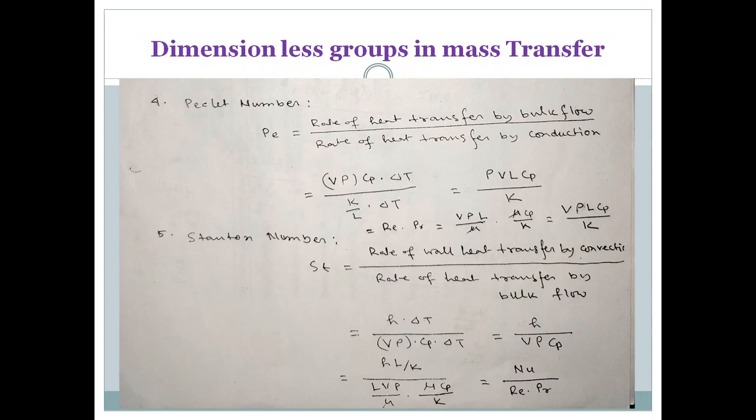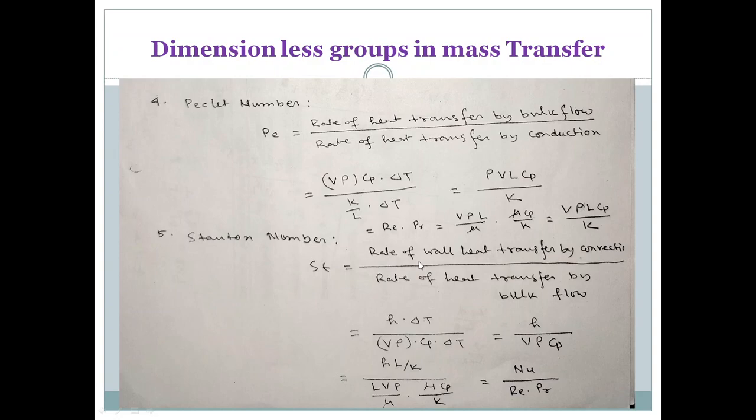Now I want heat to be transferred from hot fluid to cold fluid. That is the second heat transfer. But if the hot fluid itself carries the heat, then the heat transfer will be less. So the Peclet number should be low, then my heat transfer will be better. Then there was another number, the Stanton number.